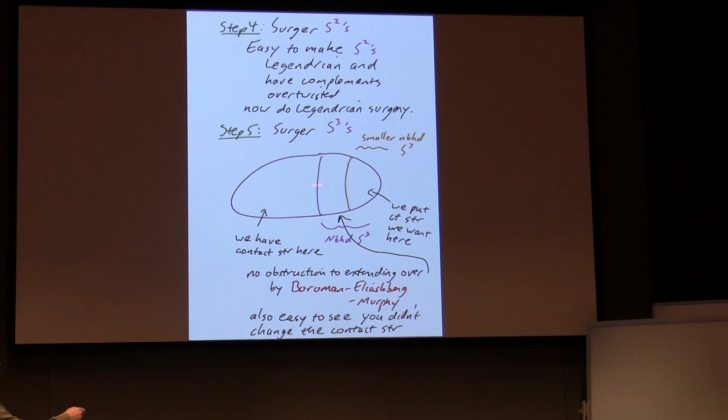So by using the over-twistedness of the complement again, I can actually just build the local model I want to use, so I have my nice standard neighborhood of a standard contact structure on the 3-sphere.